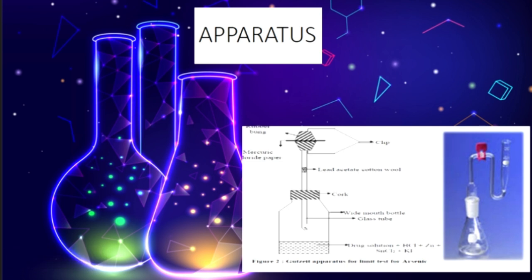So this mercuric chloride paper will be stained brown or yellow, so that we can find that there is an impurity of arsenic in it. So this paper stain is compared with the standard. So this is the limit test of arsenic.